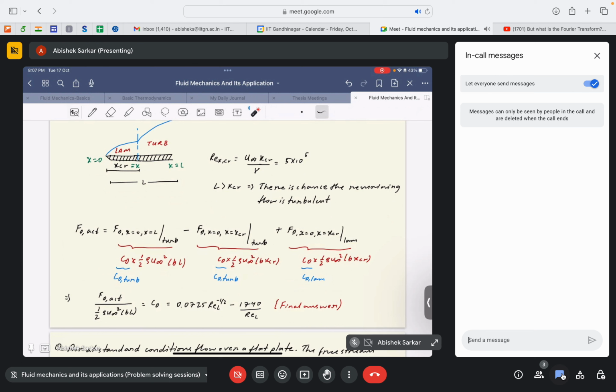Where CD is the drag coefficient for laminar flow, which again has an expression given by 1.328 Rex to the power minus half, right? So here Rex is to be substituted by ReXCR, so x is substituted by XCR. Okay, so this is clear. This is easy to evaluate.